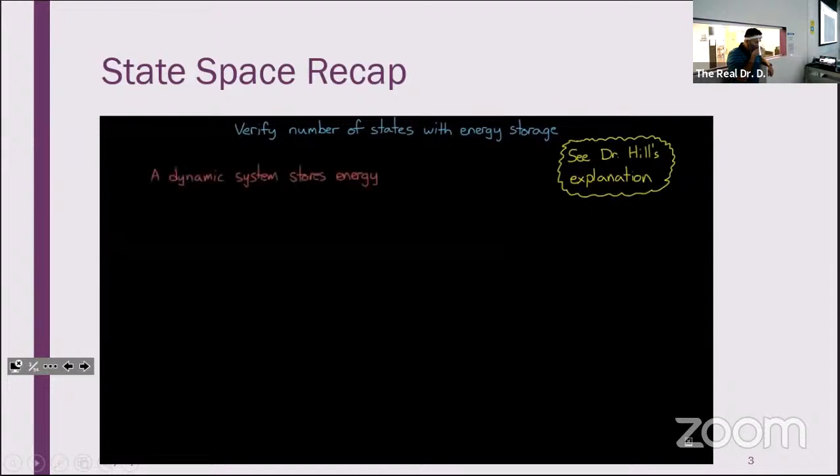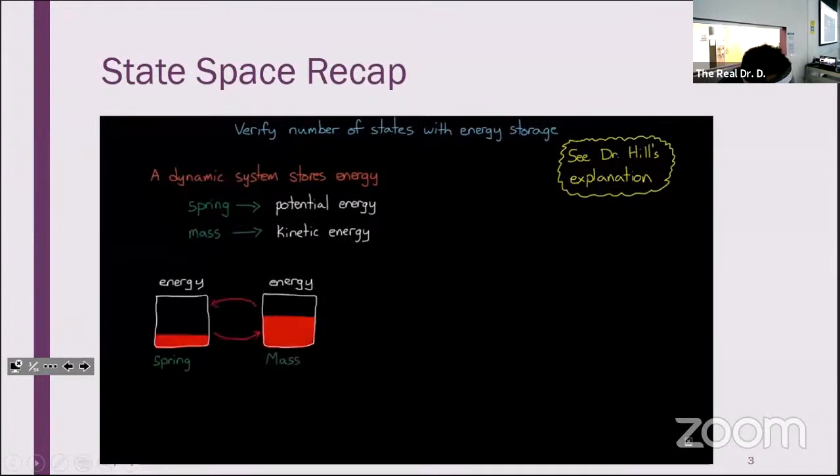A dynamic system stores energy in various ways. In our spring mass system, there are 2 energy storage elements: the spring, which stores potential energy, and the mass, which stores kinetic energy. The dynamic system moves and changes on its own simply because the energy that exists within the system transfers back and forth between storage elements and eventually dissipates through heat, which is ultimately lost to the environment.